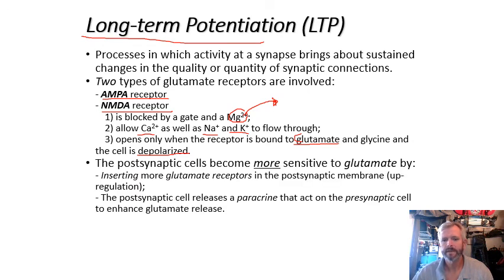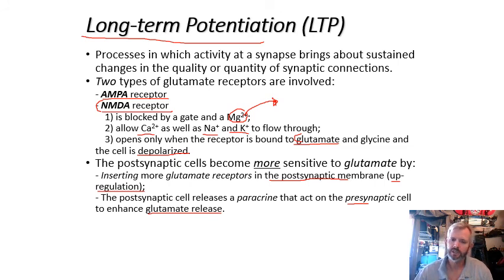But this signaling through this NMDA receptor makes changes at both the postsynaptic membrane. Here's a word you should know now, upregulation. We can add receptors to the postsynaptic membrane. The postsynaptic cell will also send out a paracrine signal to the presynaptic cell to enhance glutamate release.